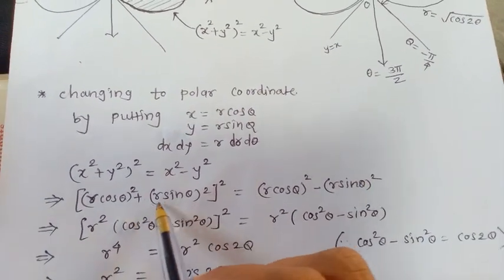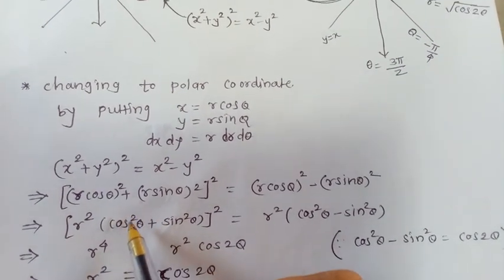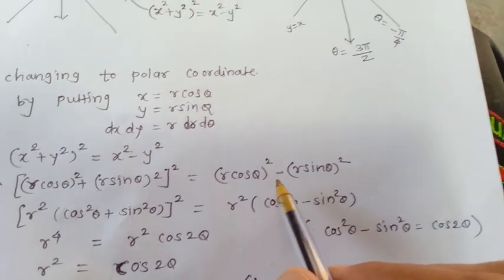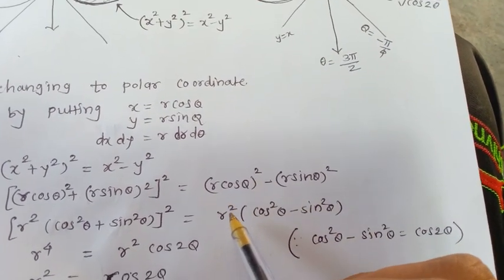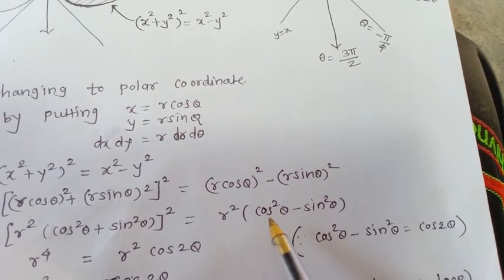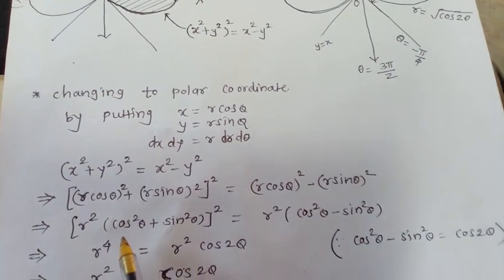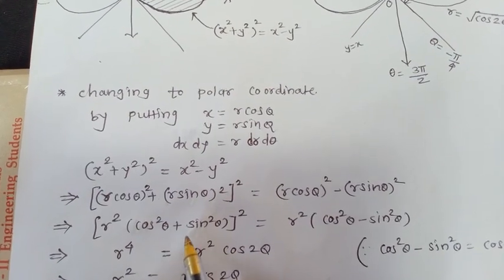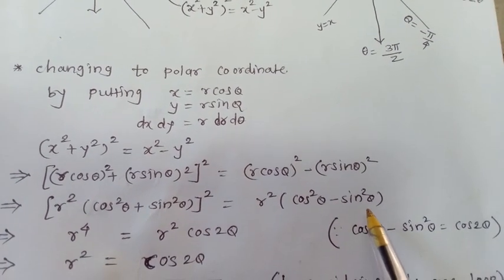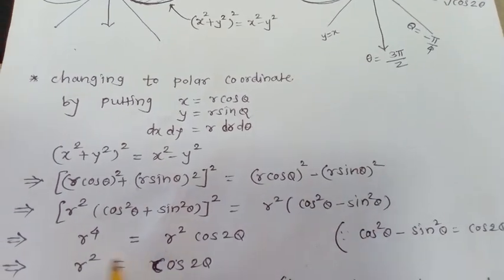Now from the bracket we can take r square common. So in the bracket only cos square theta plus sin square theta remains. Similarly at the right hand side we can take r square common, then the remaining term in the bracket is cos square theta minus sin square theta. And we know that the value of cos square theta plus sin square theta is 1, and the value of cos square theta minus sin square theta is cos 2 theta. Those are the standard formulas.